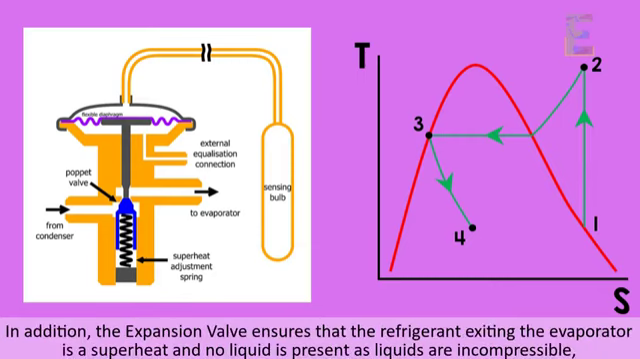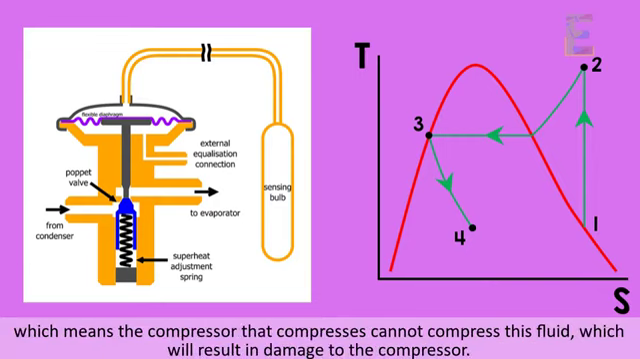In addition, the expansion valve ensures that the refrigerant exiting the evaporator is superheated and no liquid is present, as liquids are incompressible, which means the compressor cannot compress this fluid, which will result in damage to the compressor.